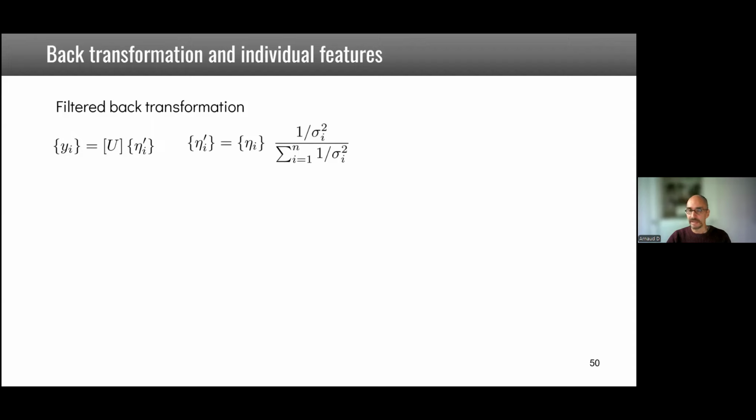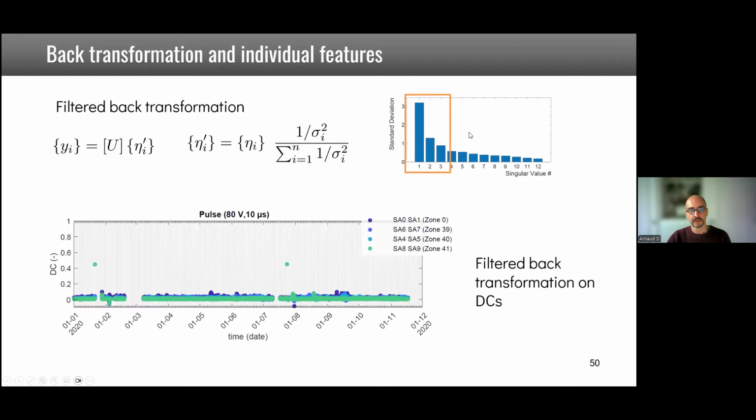That means I take out of my back transformation, I filter out the environmental effects, just with this rule that we said. So the first three, for example, will have almost no contribution because their sigma value is high and it's a sigma squared. So it's even worse. And if I do that, this is what I get.